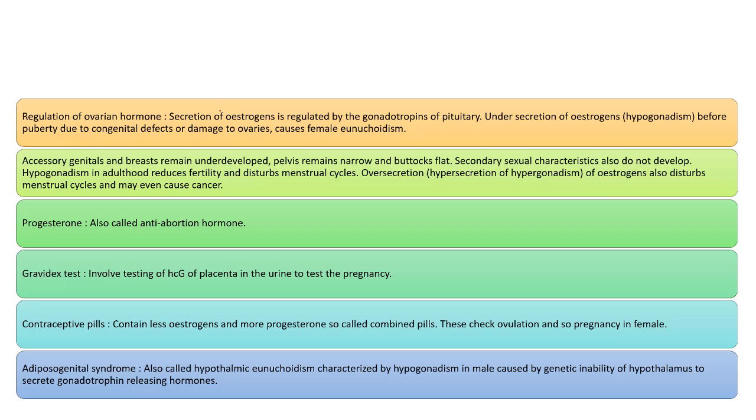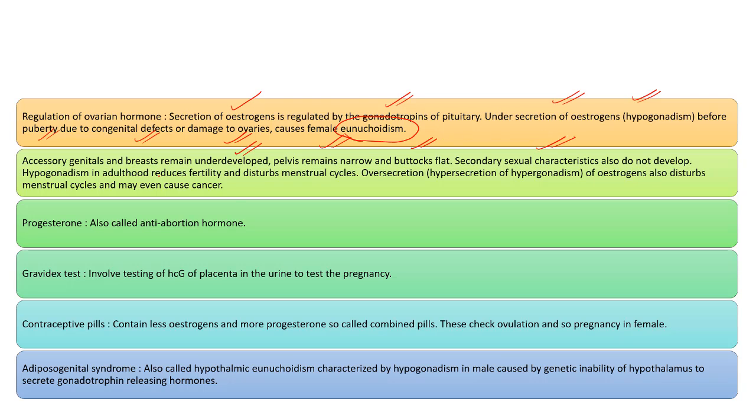Regulation of ovarian hormones. Secretion of estrogens is regulated by gonadotropins of the pituitary, that is FSH and LH. Undersecretion of estrogens, hypogonadism before puberty due to congenital defects or damage to ovaries, causes female eunuchoidism. Accessory genitals and breasts remain undeveloped. The pelvis remains narrow and buttocks flat. Secondary sexual characteristics also do not develop.